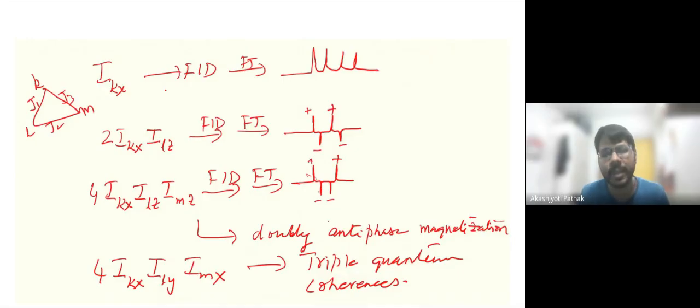So this is actually a case of doubly antiphase magnetization, because this K spin is antiphase with respect to both spin L and spin M. So this is doubly antiphase magnetization. Then you can have terms like IKX, ILY, IMX. So this is a case of triple quantum coherence. X magnetization of spin K, Y magnetization of spin L, and X magnetization of spin M. So these terms are triple quantum coherences.